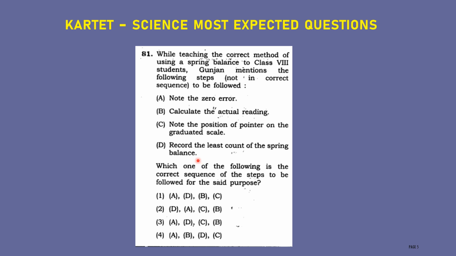Then the third one is to note the position of the pointer on the graduated scale. When you put some weight on the spring balance, you can see the increase in the position of the pointer. Then you have to record the reading at that position of the pointer. Then the final step, calculate the actual reading, by comparing the zero error, then the least count, then the position of the pointer on the graduated scale. Later, the fourth step, you calculate the actual reading. Therefore, the correct answer for this question is option 3. The order is A, D, C, B.